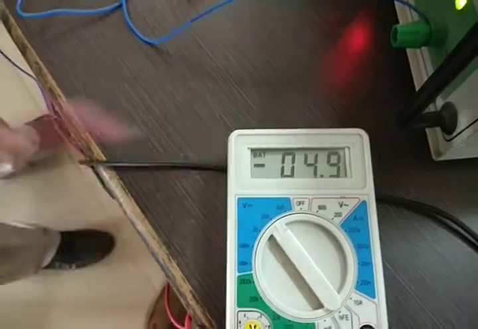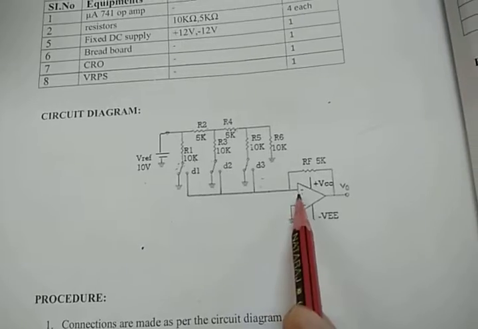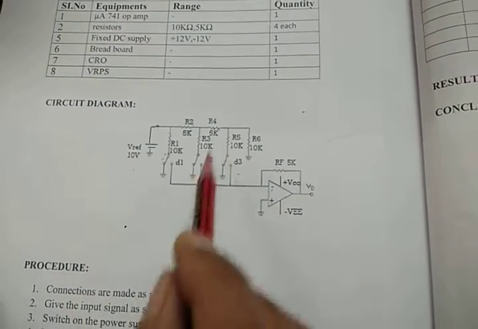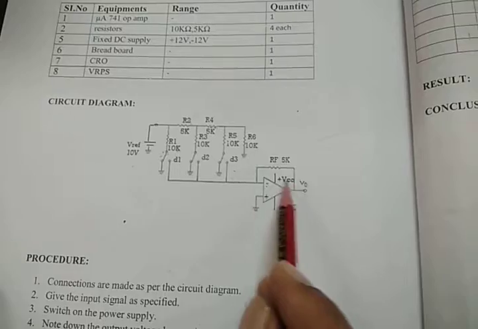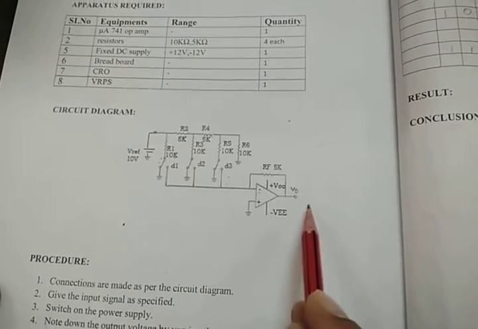Next, this minus sign we are getting here, students, because it is an inverting configuration. You can see here the op amp is connected in inverting mode because the input is applied to the inverting terminal. So output will be minus of RF by R1, correct? So that's why we are getting the output voltage as negative.